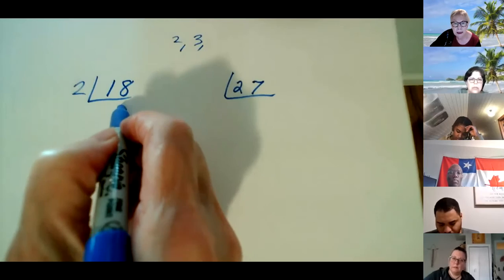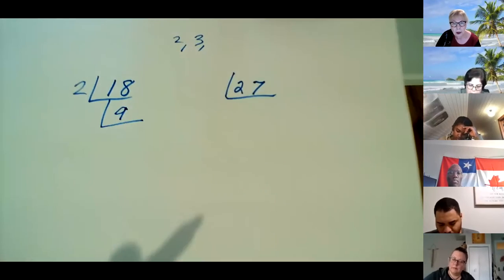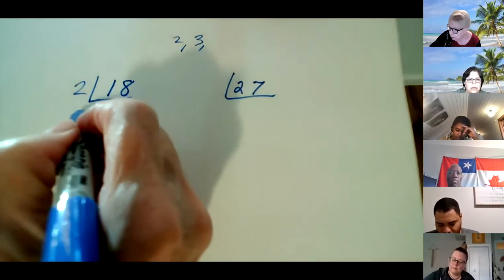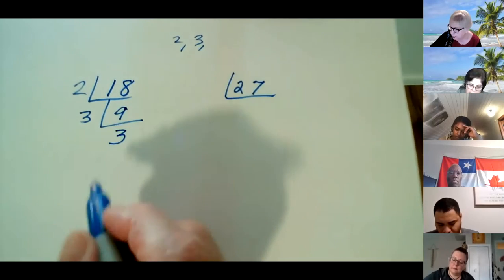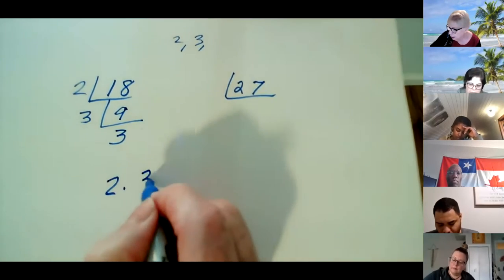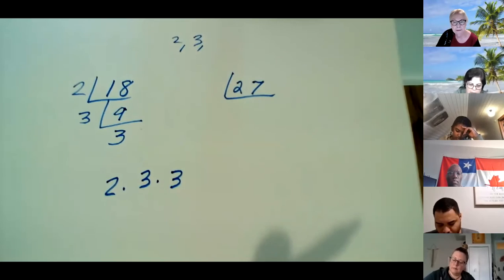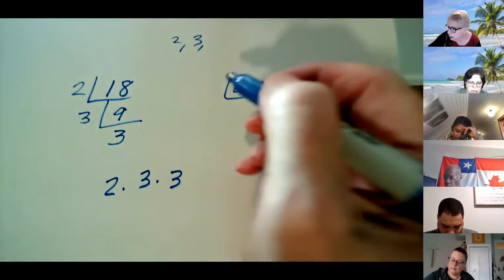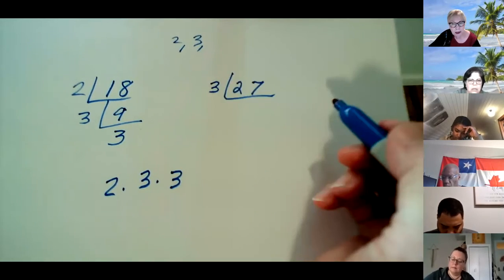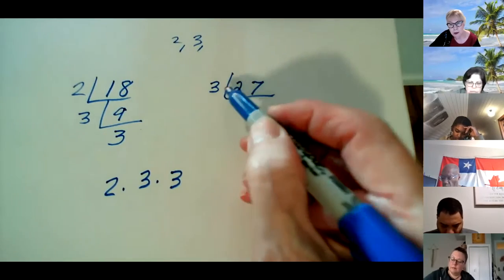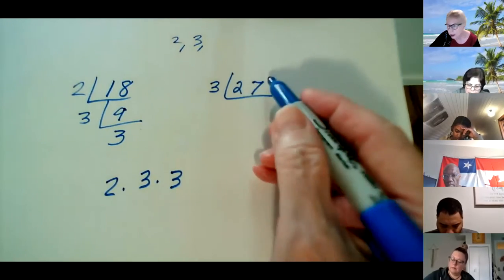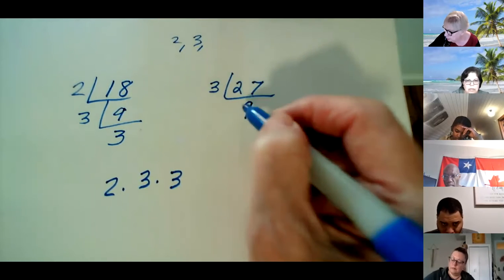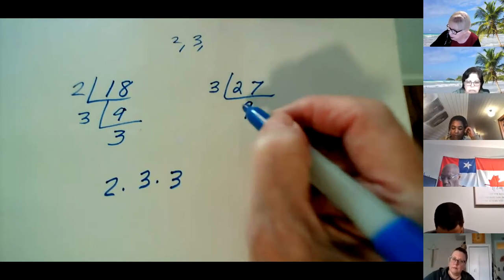2 into 18 is 9, right? 3 into 9 is 3. So 18 is 2 and a 3 and a 3. 27 is made up of threes. This is not even, so I'm going to try 3, and it does go. 3 into 27 is 9. 3 into 9 is 3. So 27 is 3 times 3 times 3.